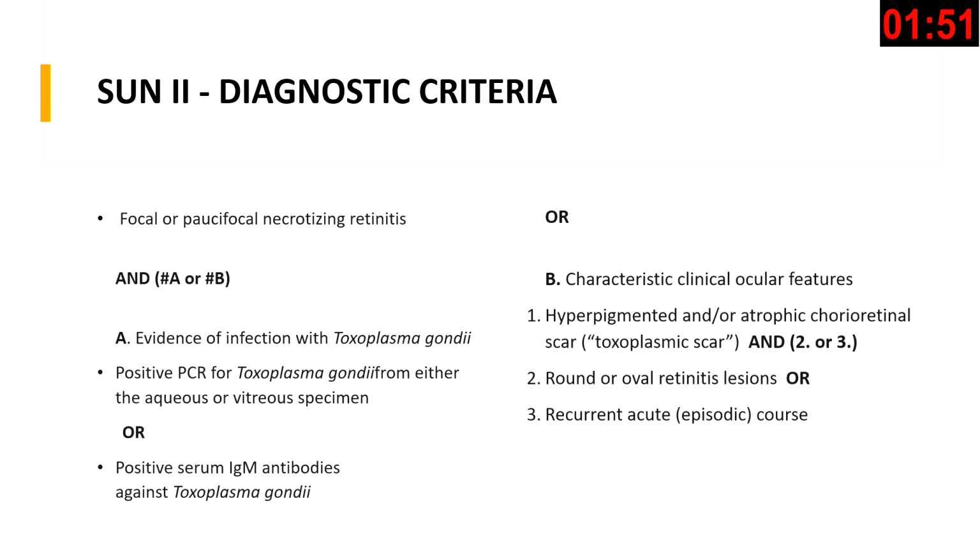According to the SUN classification, it has to have a focal necrotizing retinitis, and it can be either A or B, A being evidence of infection on the basis of either PCR or antibodies, and B being that there are typical findings, like a hyperpigmented scar, with the lesion coming out from the side of it. They are oval and round, and they can also be recurrent.